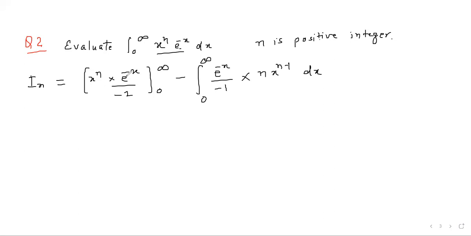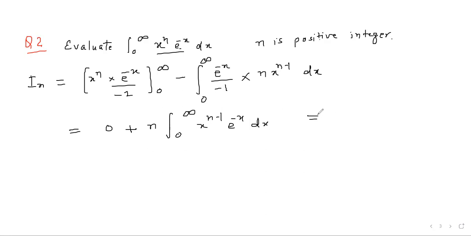If we put infinity here, then we will get 0. And if we put 0, this term will also get 0. So ultimately we will get 0 from here, then minus here. This is minus sign, this is minus 1, so this becomes plus. So we can say n times integral 0 to infinity x power n minus 1 into e power minus x dx.